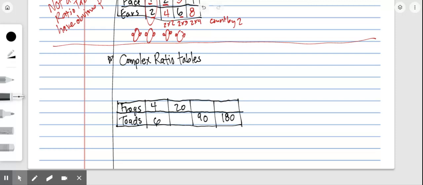So for example, for this one, frogs to toads, this is 4/6. The next number is not going to be 12, and that's because on the top, you can tell that we're obviously not just counting by fours. So because we're not just counting by fours, I have to figure out the pattern that's happening. This is when pattern searching is important.